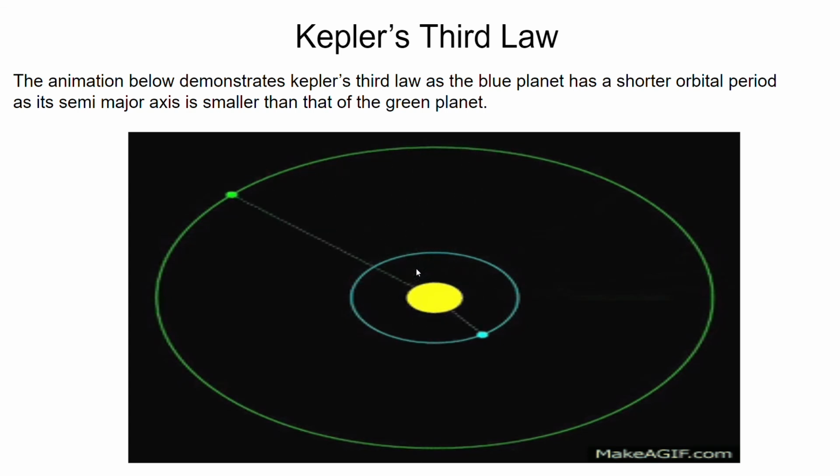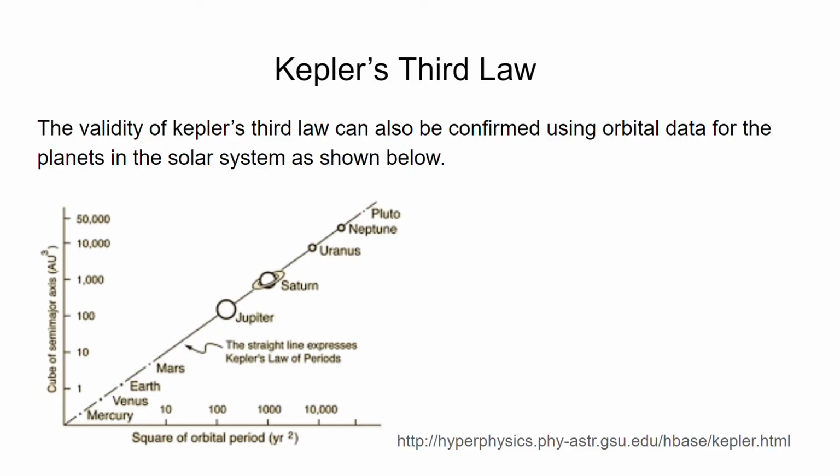This is demonstrated in the animation below, where the blue planet, with a smaller semi-major axis, also has a shorter orbital period than the green planet, as the blue planet completes 2 revolutions around its star in the time it takes the green planet to complete only 1 revolution. We can confirm that Kepler's third law is valid using orbital data for the objects in the solar system by analyzing the graph below. This is a graph of the cube of the semi-major axis, expressed in astronomical units cubed, against the square of the orbital period, expressed in years squared. It shows the proportional relation between the square of the time period and the cube of the semi-major axis, as the further the planet is from the Sun, the longer its orbital period would be.